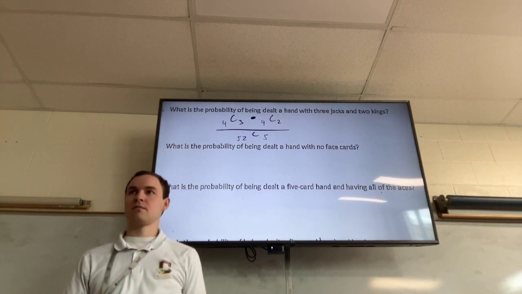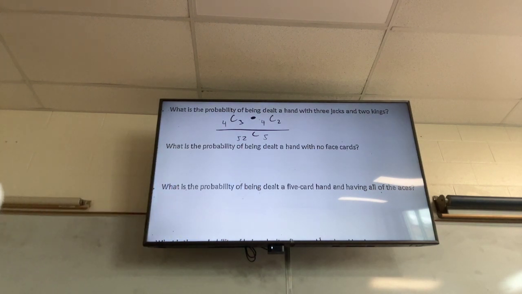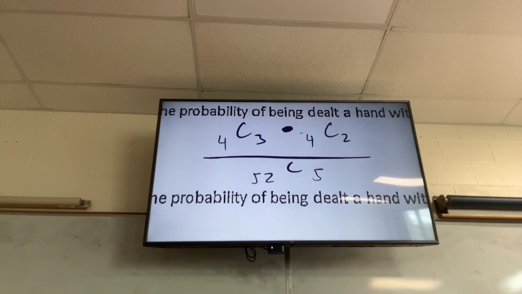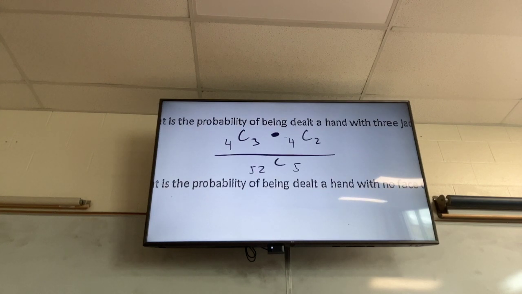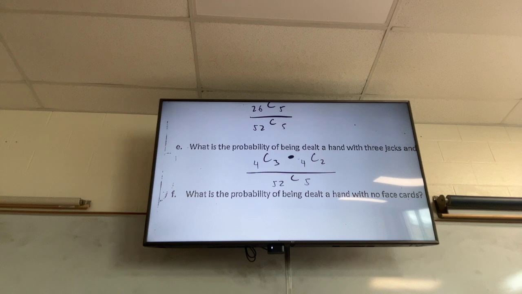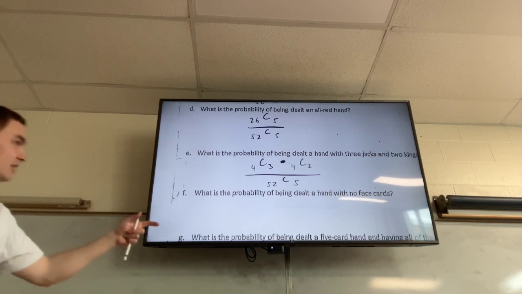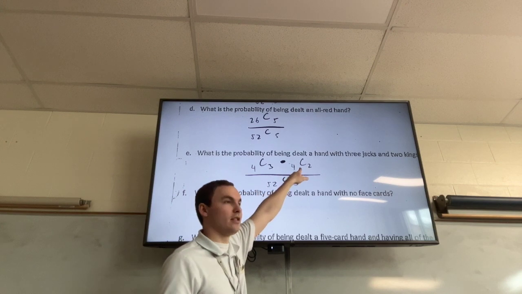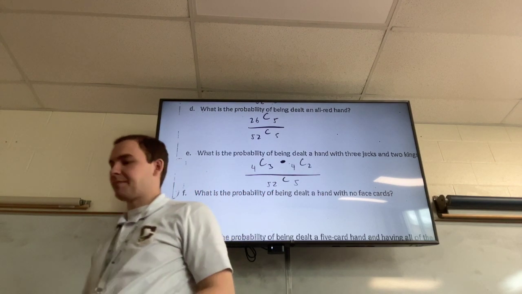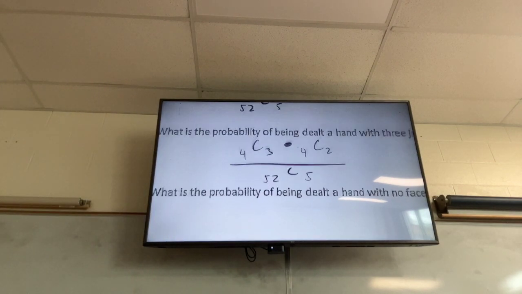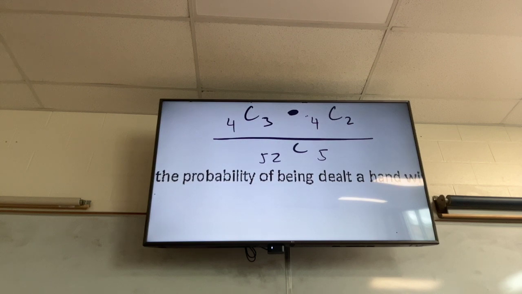What was the first one? The first 4 choose 3, right? 3 jacks, right? The total number of 3 jack combinations in a 52 card deck. Since there's 4 jacks, it's 4 choose 3. That makes sense? And since it's 3 jacks and 2 kings, you have to multiply by the total number of 2 king combinations. And that's always out of the total number of possible hands.